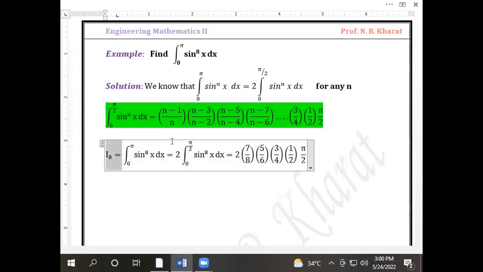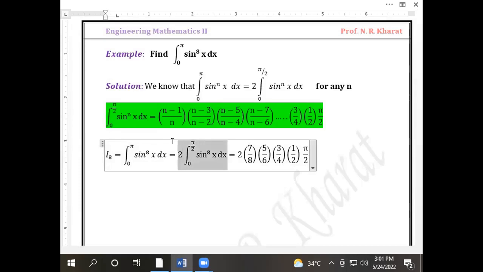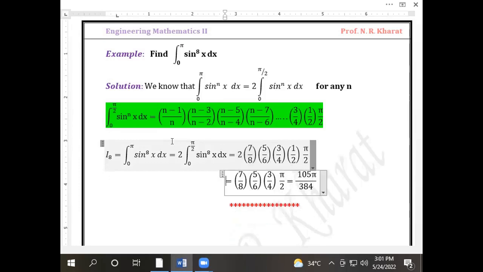So here I8 is equal to the integration from 0 to pi, where the sine function's index is 8. It means that in my x variable the value of n is 8. So 2 times the integration from 0 to pi by 2 of sine raised to 8 x dx becomes 2 times 7 by 8, 5 by 6, 3 by 4, 1 by 2, and lastly pi by 2. Means replacing the value here we get these multiple ratios, and multiplying we get the final solution.